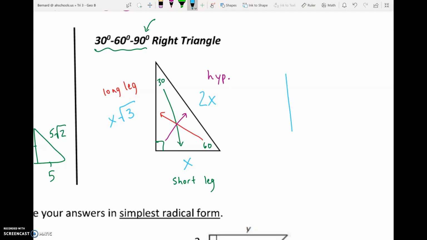So, real quick example, if we had a triangle over here, and let's say we knew the short leg was 3, well then the long leg would be 3 multiplied by the square root of 3, so 3 root 3. And then the hypotenuse is twice as big as the short leg, so 2 times 3, which is 6. So that's the idea there.